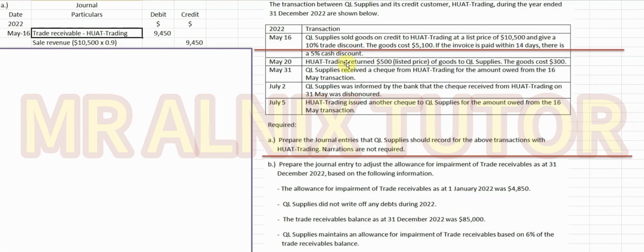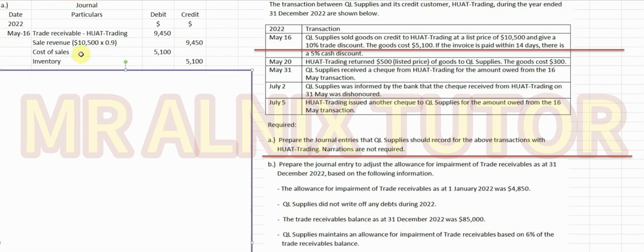Alright. Now the second point here is the goods cost. I mentioned earlier it is linked to your cost of sales and inventory. So that means you debit cost of sales 5,100 and then credit your inventory 5,100 also. But it doesn't involve the 5% yet because it's within 14 days. We will involve it later. Alright, this is for the 16th of May.